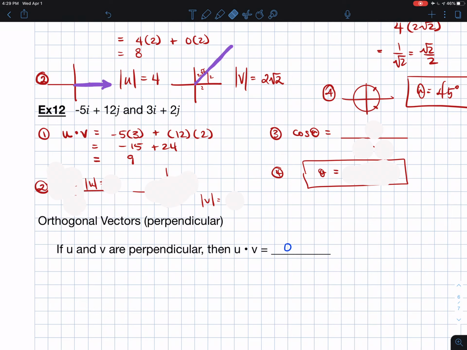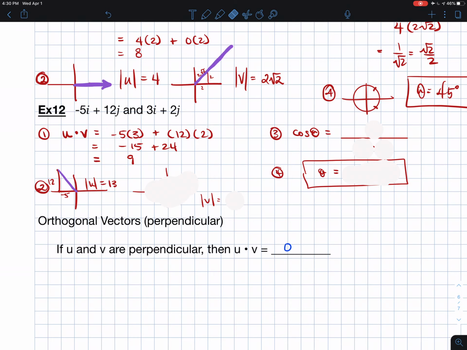Step number 2 says to find both magnitudes. Now remember, when you're given legs, you should always draw a picture. So the first thing I'm going to do is draw my picture. All I drew was the legs. Here's my radius. And so I'll use the Pythagorean theorem then to find the missing piece. So the magnitude, the radius of vector u is just 13.